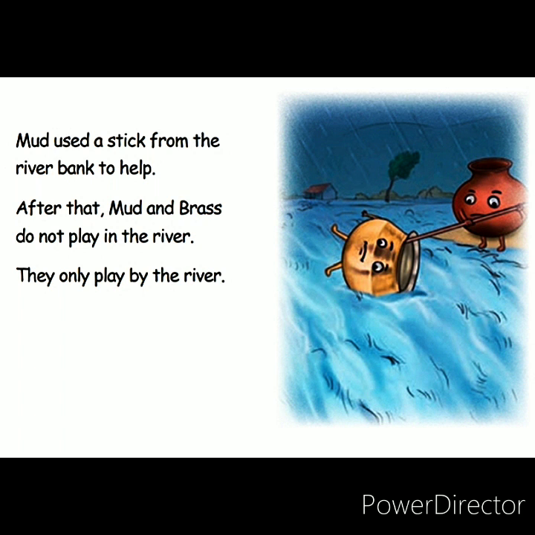After that mud and brass do not play in the river. After that what happened? They didn't go to play in the river. Okay, because they had that lesson or that it was very deep. So அவங்க ரெண்டு பேரும் என்ன பிளான் பண்ணாங்க? இனிமே ஆத்துக்கு உள்ள போய் விளையாட கூடாது அப்படினு ரெண்டு பேரும் பிளான் பண்ணாங்க.